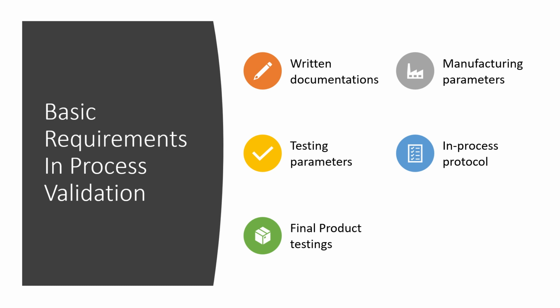Moreover, an in-process protocol is essential for process validation. This protocol outlines the steps and procedures for monitoring and controlling the manufacturing process in real time. By implementing an in-process protocol, manufacturers can identify and address any deviations or issues promptly, minimizing the risk of producing non-compliant or substandard products. Lastly, final product testing serves as the ultimate validation of the manufacturing process.